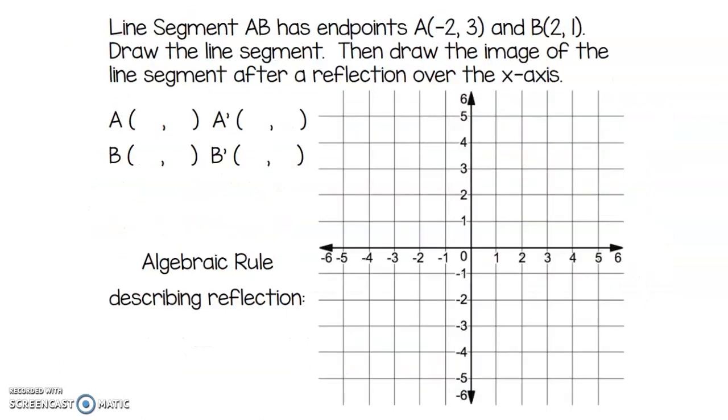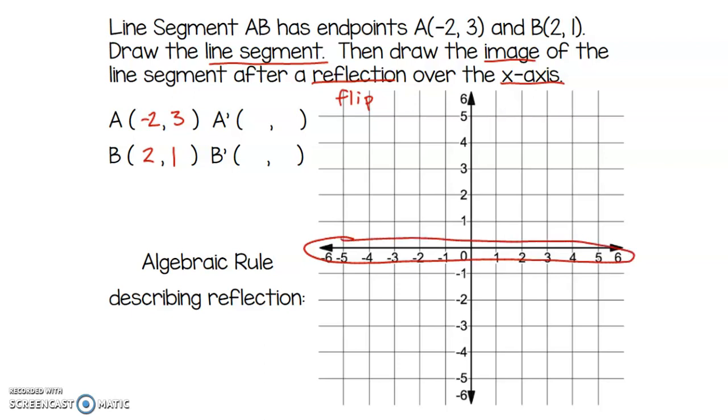We have line segment AB has endpoints A, -2, 3, and B, 2, 1. Draw the line segment, okay? So a line segment is just a part of a line. Then draw the image of the line segment after a reflection, so thinking flip, over the x-axis. So we're looking at the horizontal, which means change the signs of the y-coordinate. Change signs of the y-coordinate.